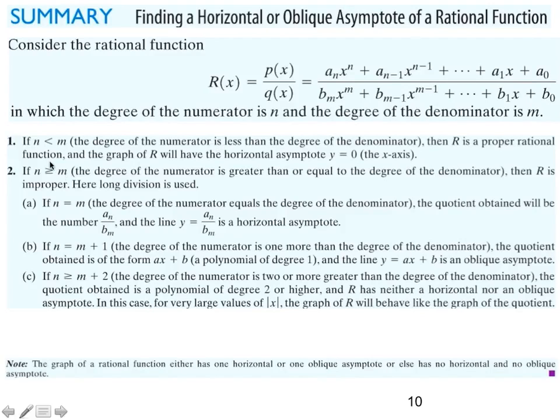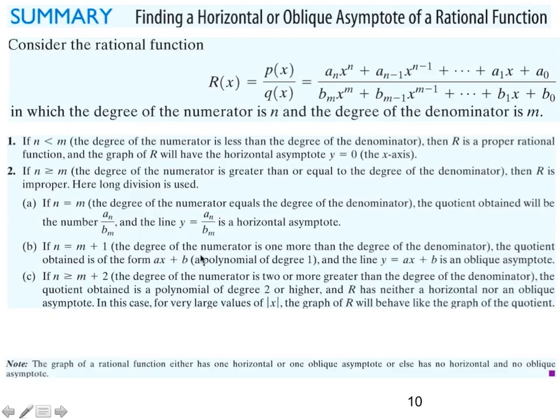So if the two degrees are equal, so if n is equal to m, meaning the degree of the numerator is equal to the degree of the denominator, then all you have to do is take the leading coefficient in your numerator and divide it by the leading coefficient in your denominator. And that gives you your horizontal asymptote. So you just have y = a sub n over b sub m. So it's just going to be the number in the numerator divided by the number in the denominator. And that's going to give you your horizontal asymptote.